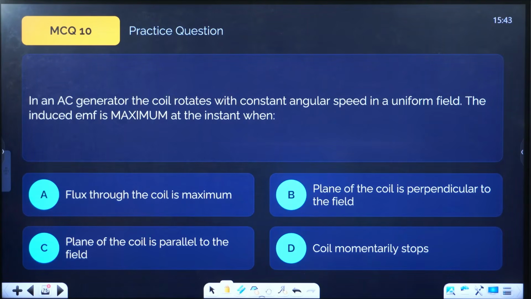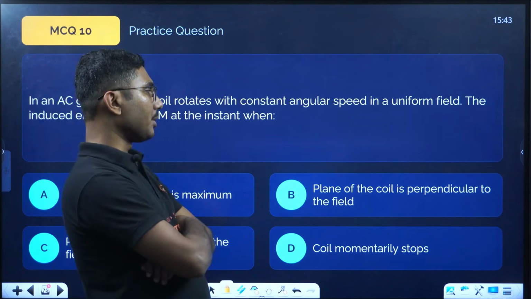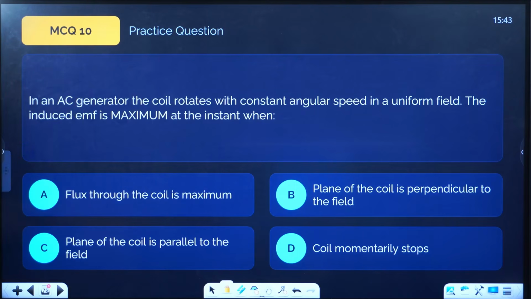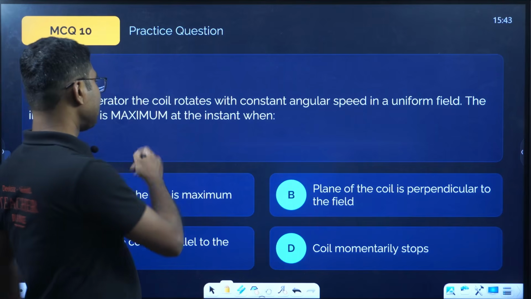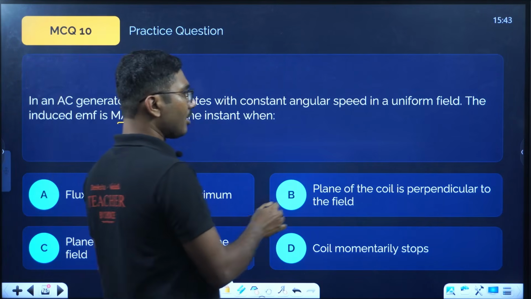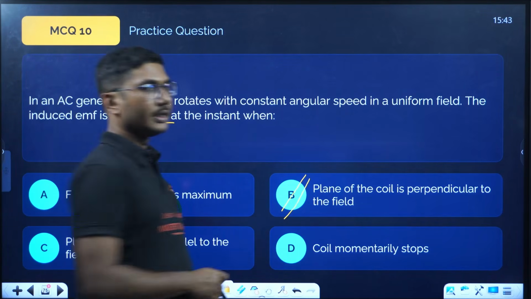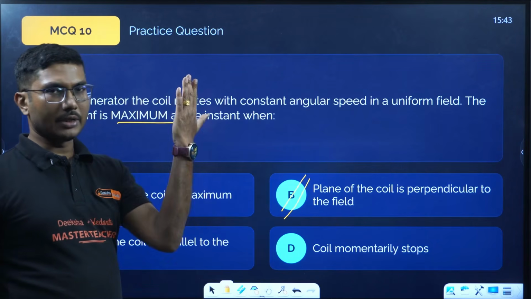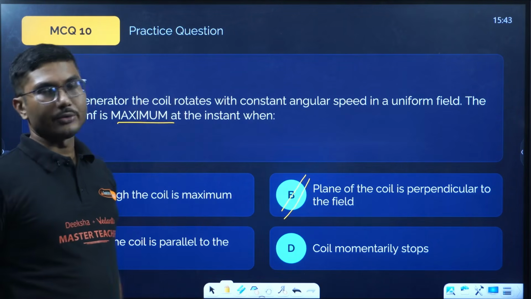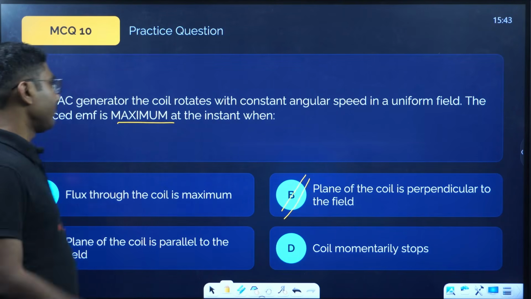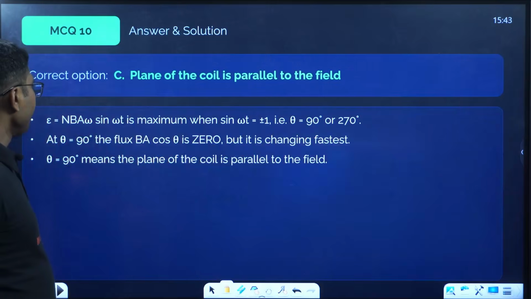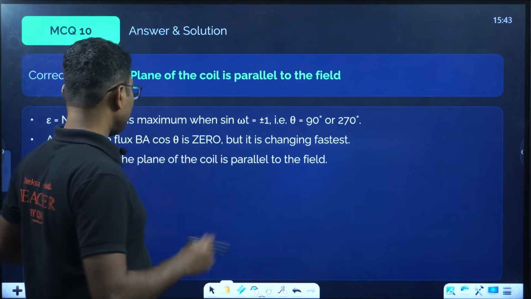Okay, now let us see the options. Flux through the coil is maximum, plane of the coil is perpendicular to the field, plane of the coil is parallel to the field, coil momentarily stops. So the EMF is maximum at the instant when the plane of the coil is perpendicular to the field. When the plane of the coil is perpendicular to the field, that is the moment where you will get the maximum amount of induced EMF. That is a very interesting question.